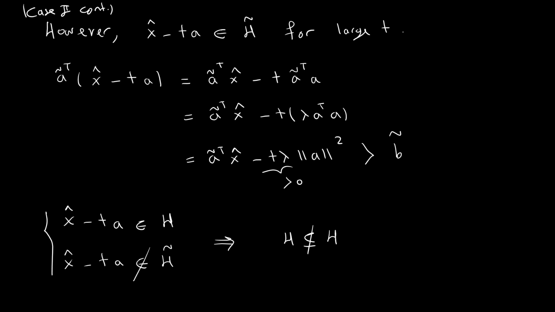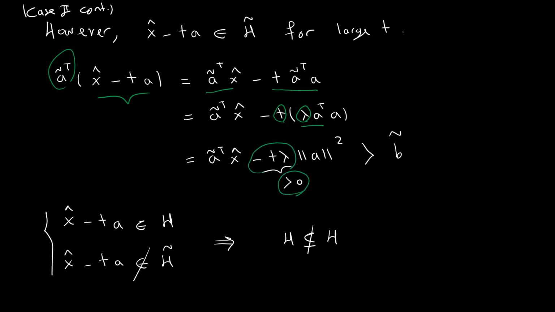Now let's use the point we defined for H and evaluate it for the normal of H tilde, so we multiply it by A tilde. Once we multiply that by A tilde, we get this minus t times A tilde transpose times A. And we know that A tilde is lambda times A, so we have this relation, and we know that lambda is less than 0. We know t is larger than 0, therefore this, together with the negative sign, is going to be positive.